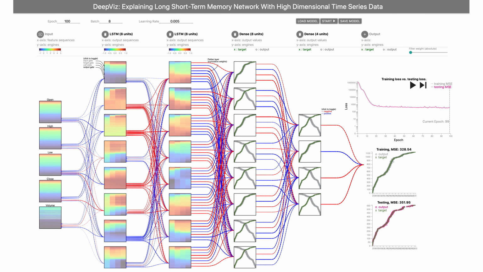Demonstration. Here is the interface of DeepViz. For model configuration, user can modify the hyperparameters of the model, such as epoch, batch, and learning rate. Weights can be filtered for a clearer visualization and to see the main contribution to the network.